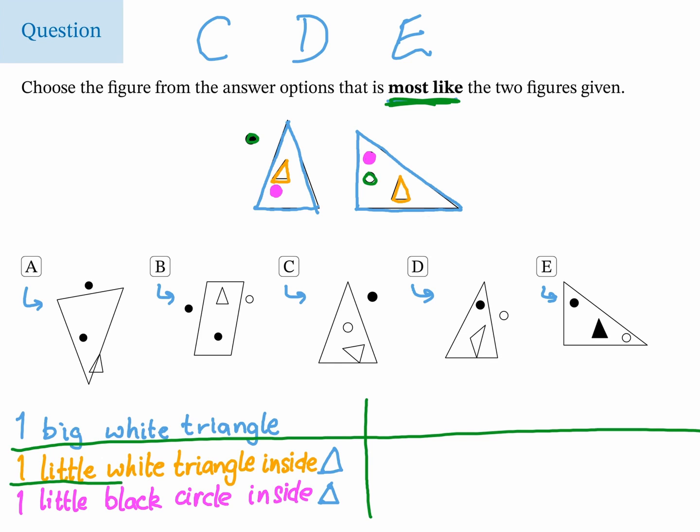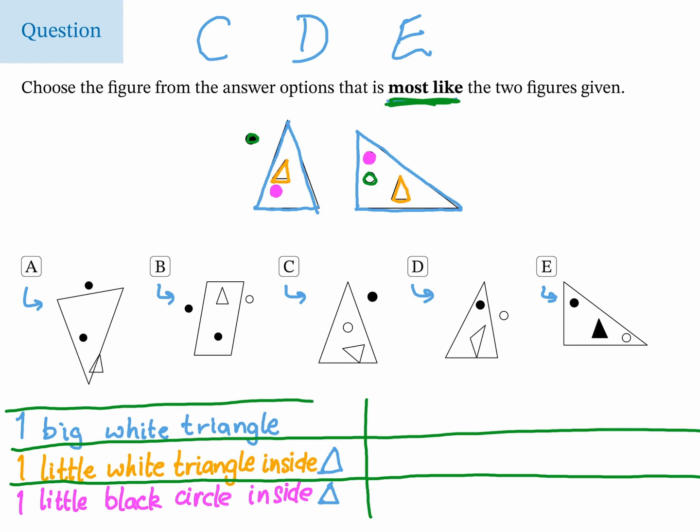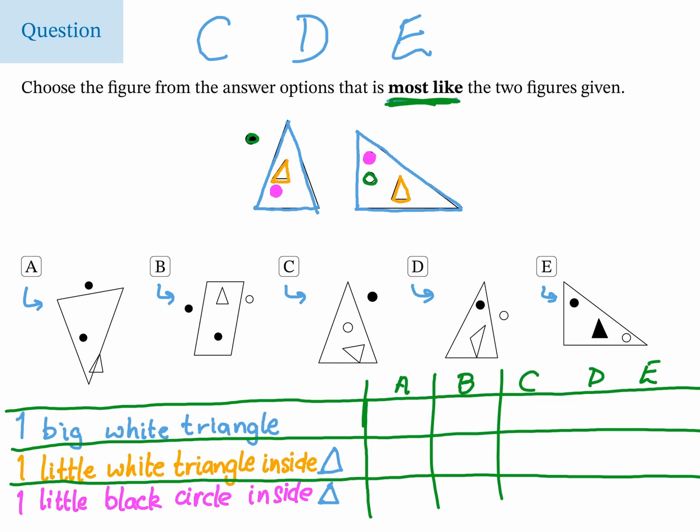And you can do this in your head, but it always helps to write stuff out clearly and concisely. So I'm going to say that for answer option, that's not where I meant to put it. Add an extra line. So answer option A, B, C, D, and E. Here are my boxes. And I'm just going to say if each answer option has exactly what I'm looking for. So let's start with big white triangle for answer options A, B, C, D, and E.